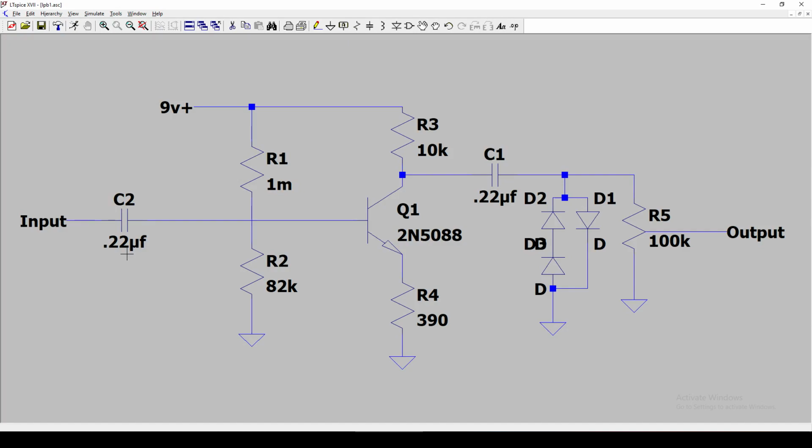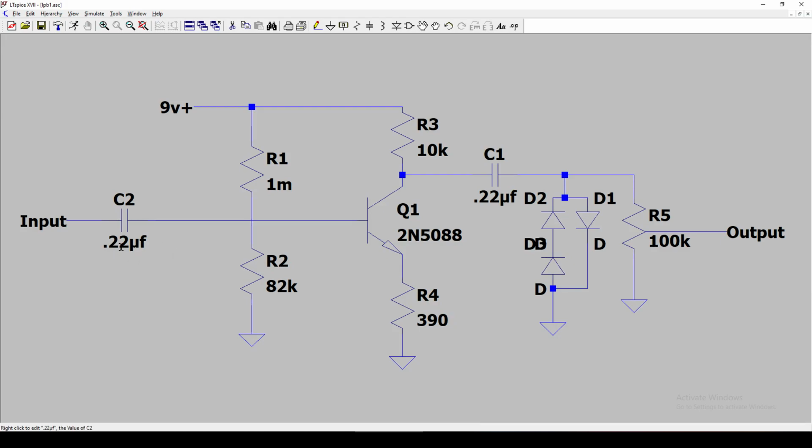Now, I used 0.22 uF. That's just because that was the value that I had on hand. I think 0.1 is also pretty common, but the idea is that the larger value capacitor you use, like 1 uF or 25 uF, the more bass frequencies it's going to let in. Whereas if you use a smaller value capacitor, 0.01, 0.001, etc., you're going to be trimming away some of those low-end frequencies. So you can tighten it up a little bit here.